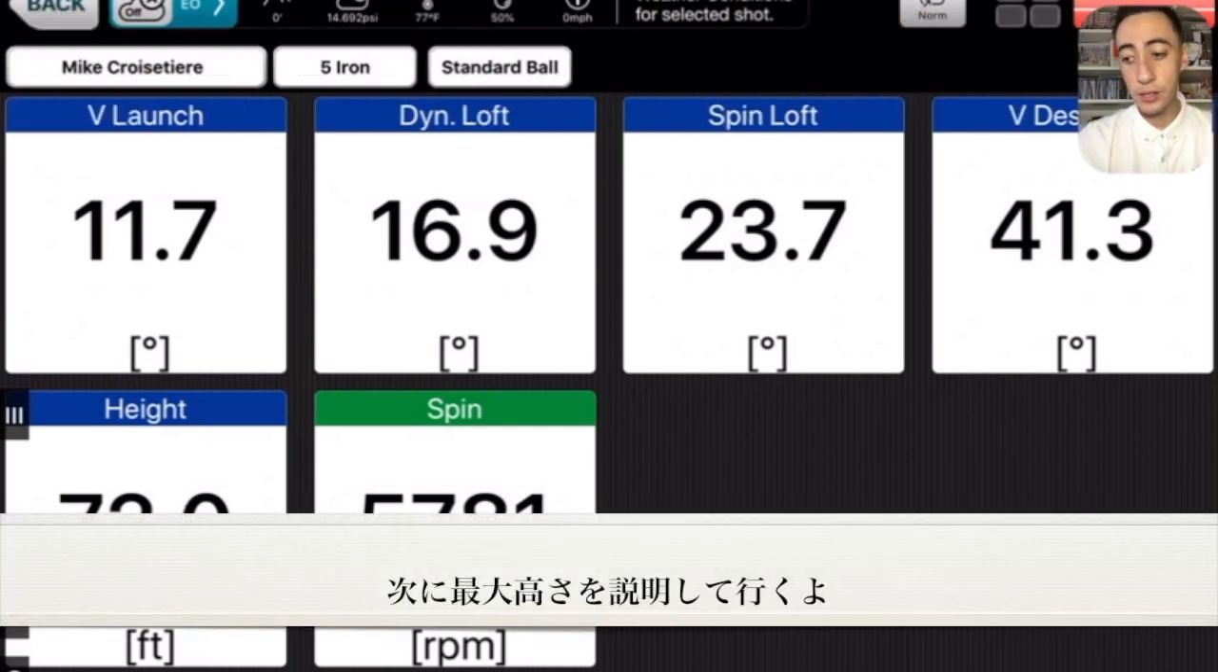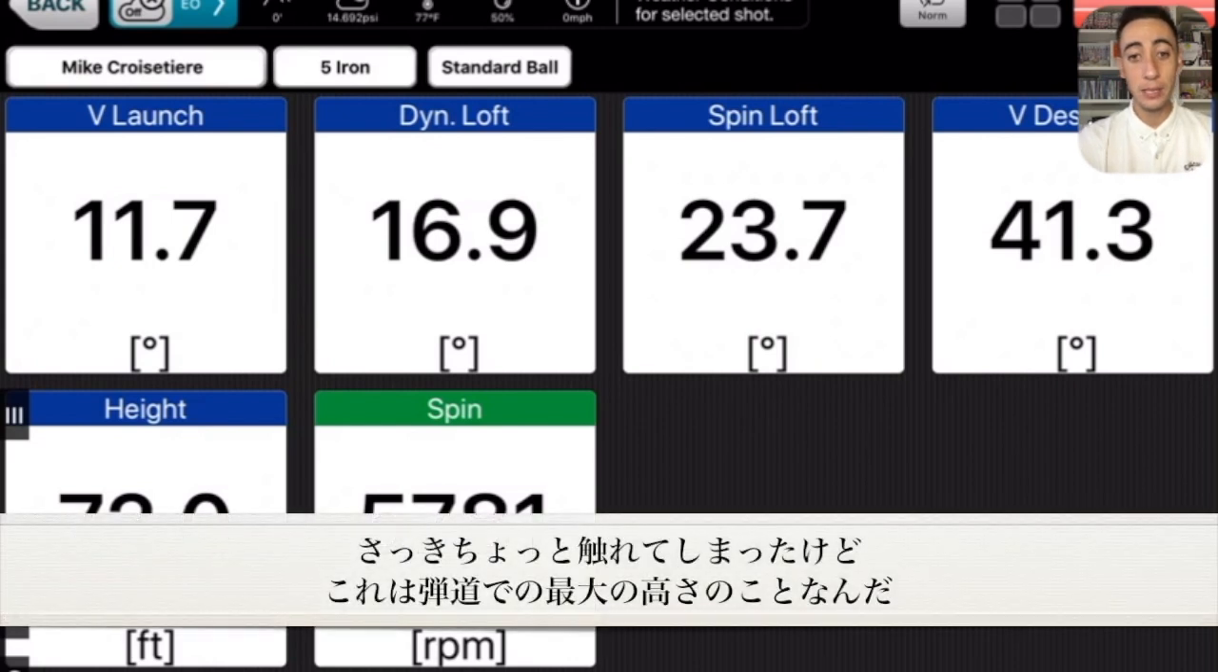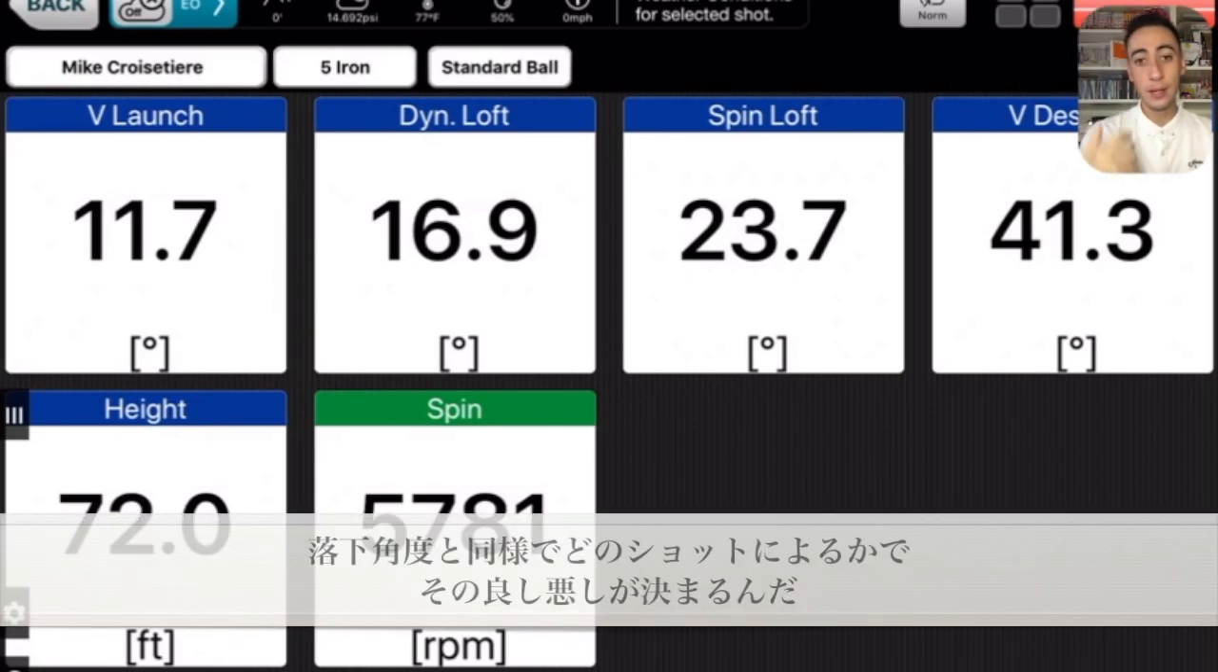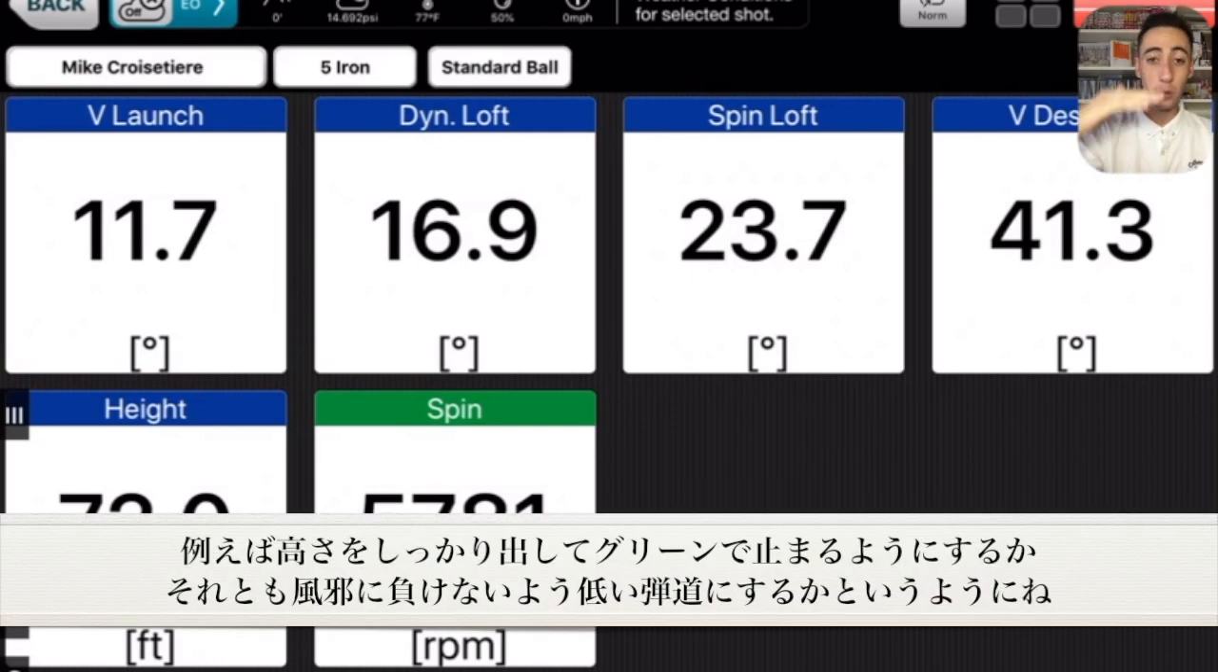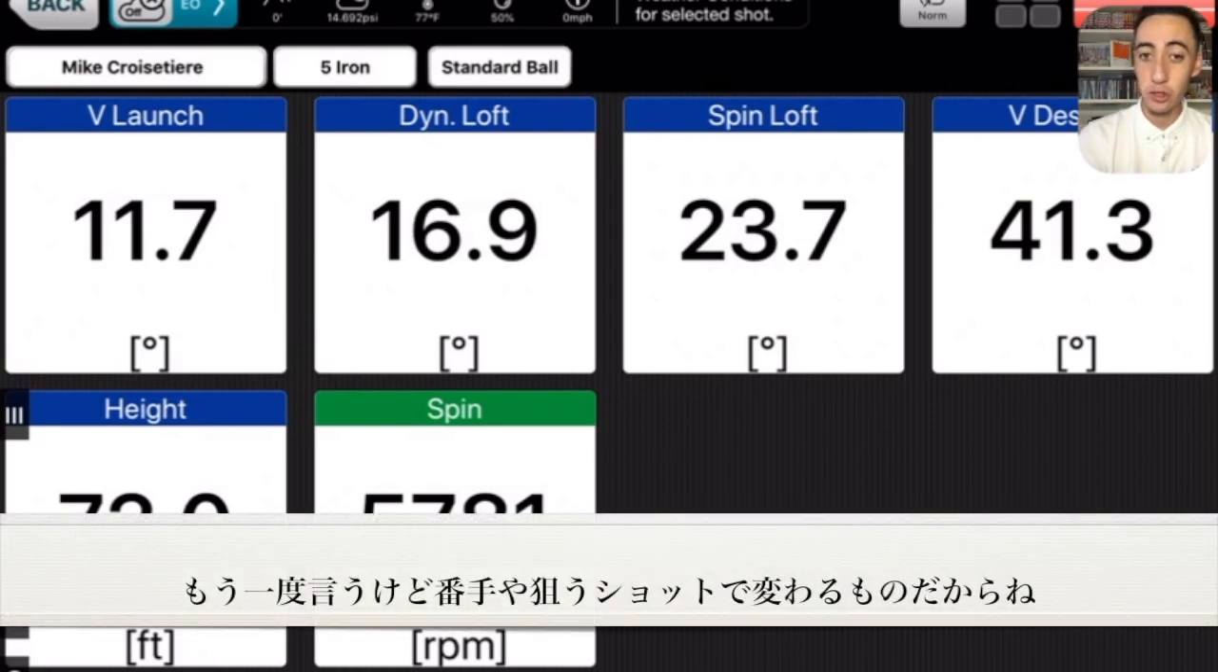Okay, so moving on to peak height. I kind of foreshadowed it in the last data point, but it's pretty much the highest point of the golf ball's flight. Just like with descent angle, how high your peak height should be really depends on what you're trying to do with the shot. Are you trying to hit the golf ball really high to stop it quickly, or are you trying to hit it really low to keep it out of the wind? Peak height is going to change for what club you're hitting as well as what shot you're going to hit. Very crucial here.